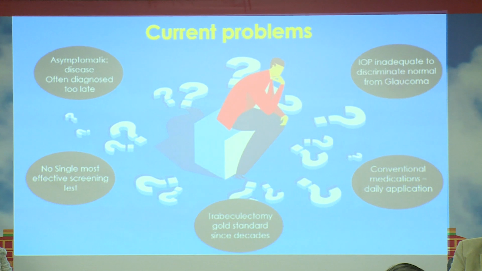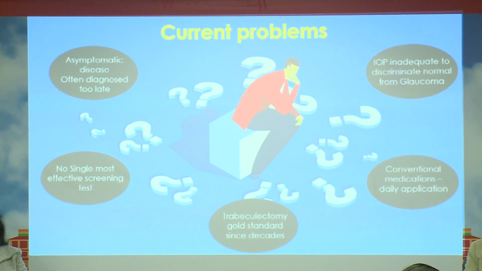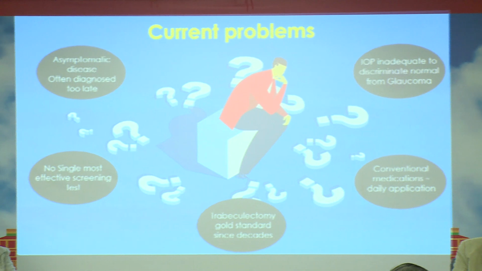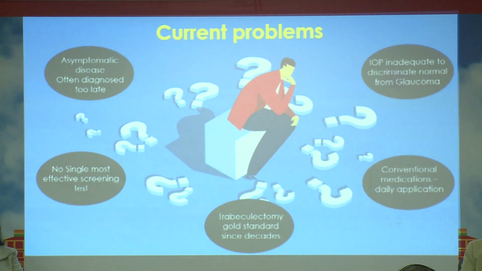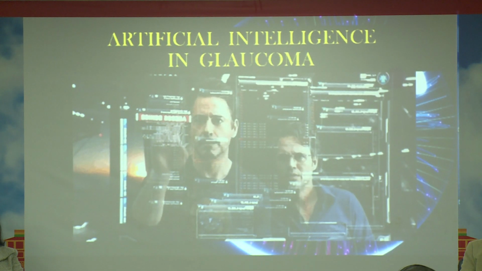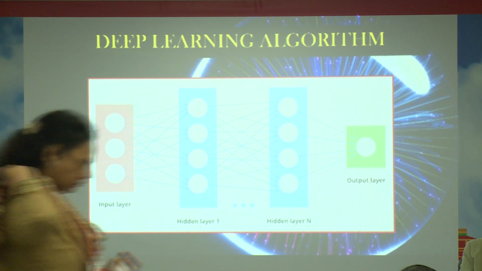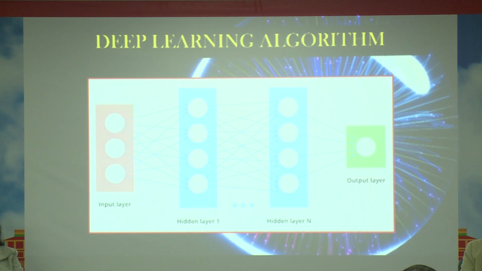The current problem is the asymptomatic disease and often diagnosed too late. IOP is inadequate to discriminate the normal from the glaucoma. No single most effective screening test. So, what is the solution? We have just been discussing this overview of artificial intelligence in glaucoma. We often come across the term deep learning algorithm. Here, whatever the data is put inside the input layer, after the many hidden layers, it analyzes and we get the output. It is very much precise.